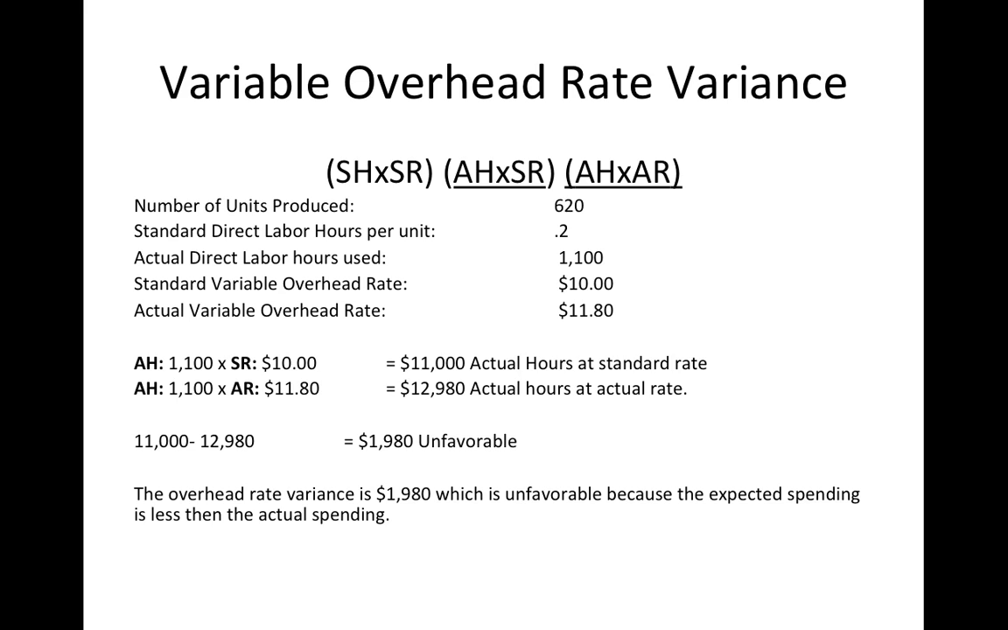Then to find the rate variance, we would find the difference between the two. So we would take the 11,000 minus the 12,980, which gives us an unfavorable $1,980 because the expected spending is less than the actual spending.